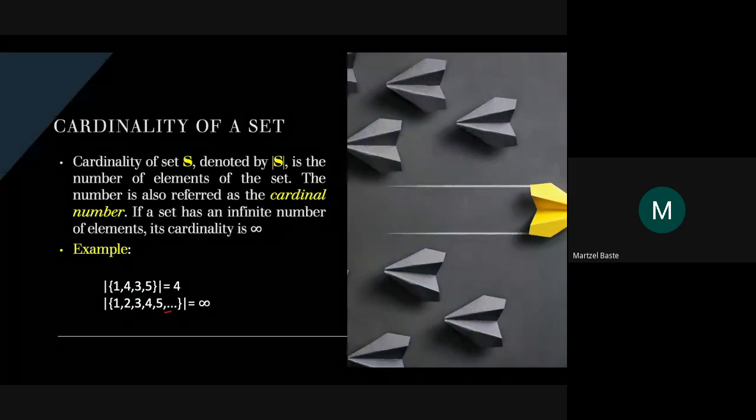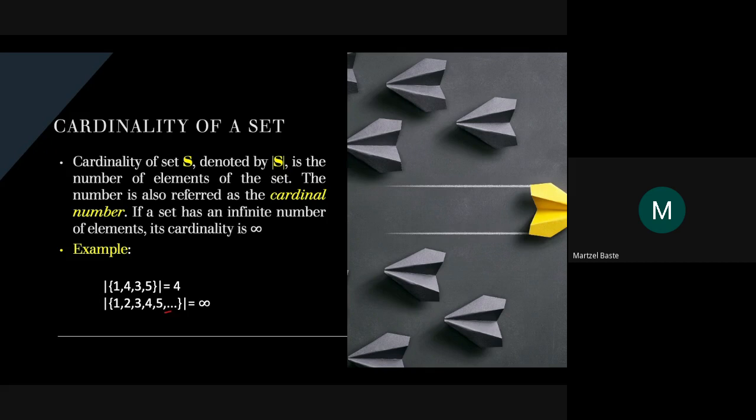Now, let's talk about the set's cardinality. What do you mean by cardinality? Cardinality is the number of elements in that particular set, or the number of data in that particular set. Example, we have the set 1, 4, 3, 5. This vertical symbol, which is like two vertical bars, represents cardinality. So in our set 1, 4, 3, 5, the cardinality of this set is 4.